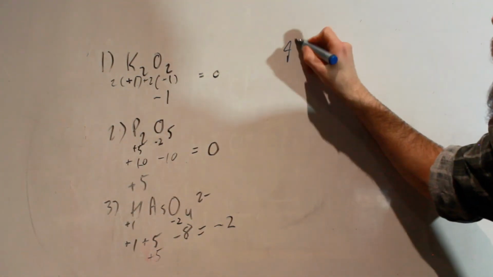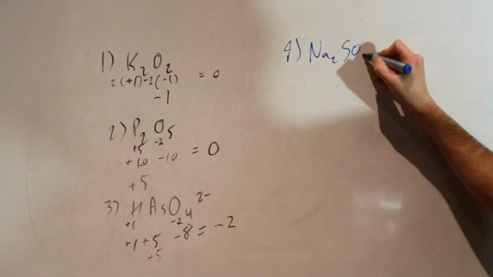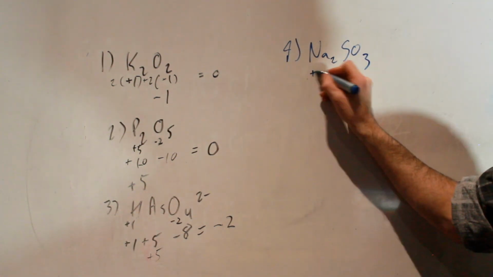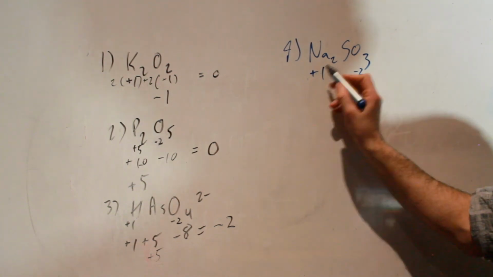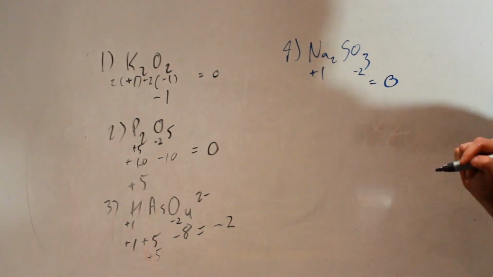All right, number 4, I've got sodium sulfite, Na2SO3, like that. We want to know what the sulfur is. Our sodium is always +1. Our oxygen in this situation is -2 because it's none of the exceptions. We have a neutral compound, so this has to equal 0. There's no charge on this compound.